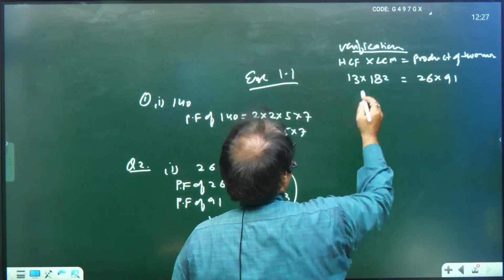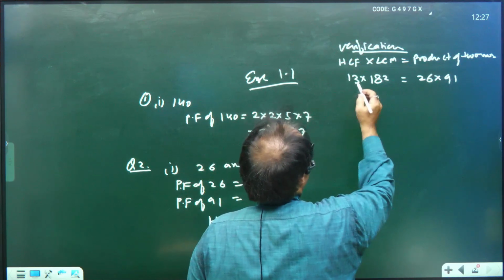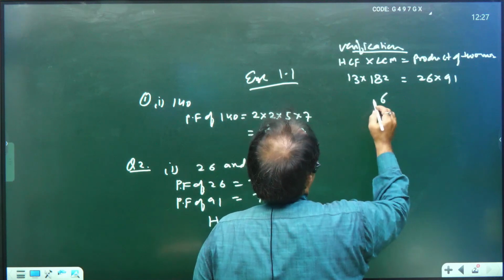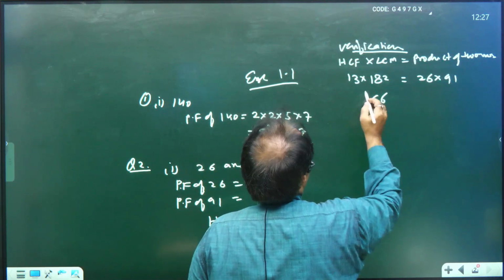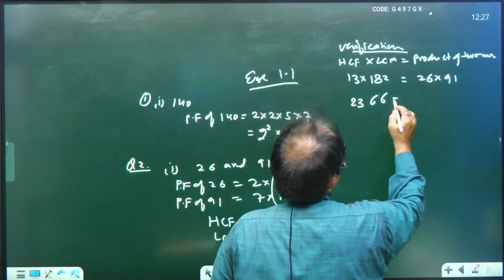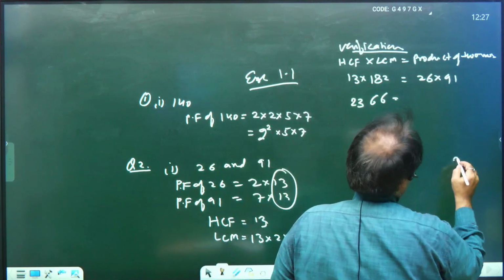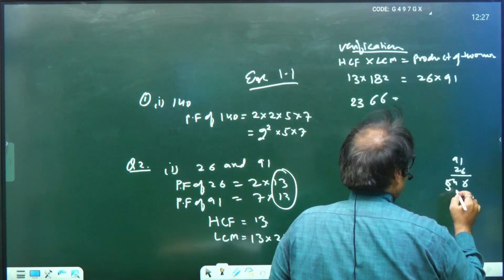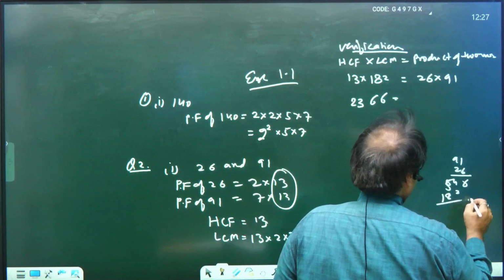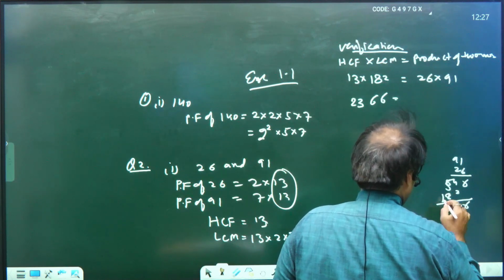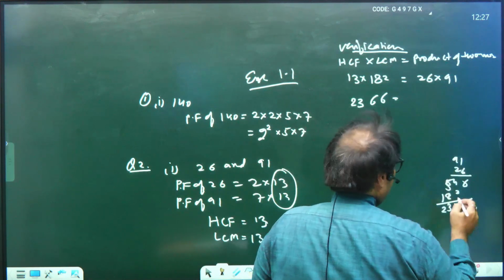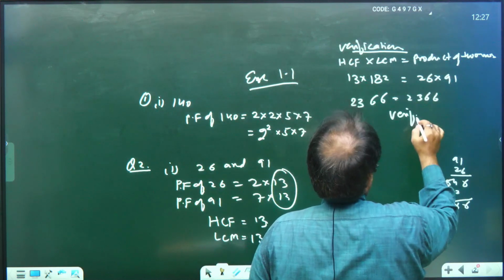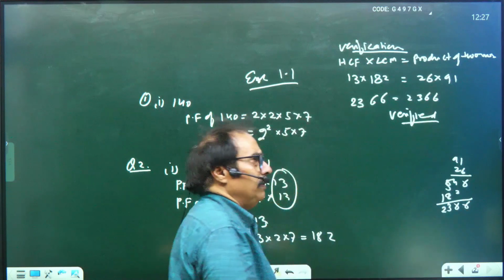Now check it. What will be the product on the left hand side? 13 sixes are 78... 13 into 182, which comes to 2366. On this side, do the multiplication: 91 and 26, 6 ones are 6 and 6 nines are 54, and 2 ones are 2 and 2 nines are 18, which gives 2366. So it is verified. In this way we will verify.